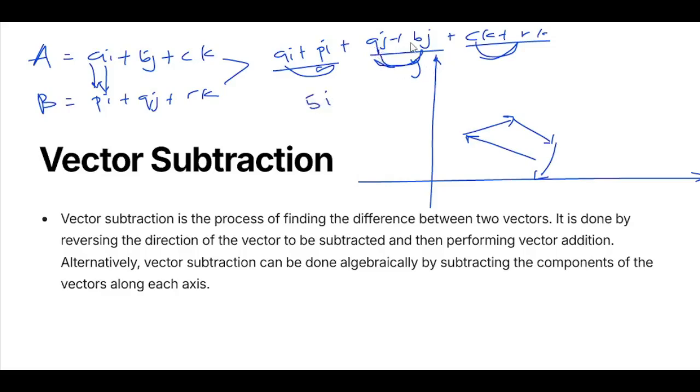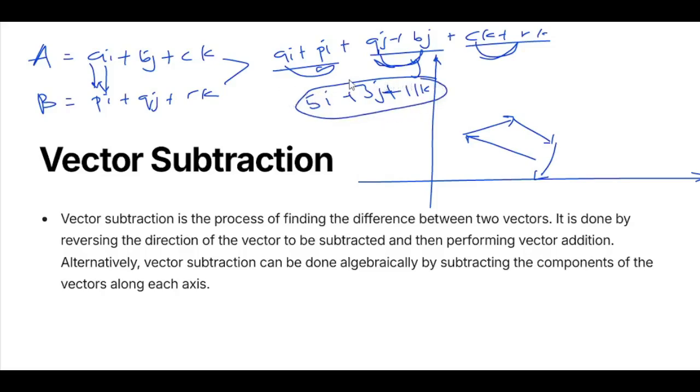Here we add 1 and 2. 1 plus 2 gives us 3j. Then here, let's say we add 5 and 6. 5 plus 6 gives us 11k. So this would be the resultant vector from adding these two vectors.